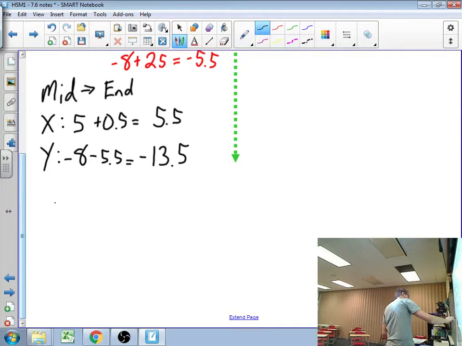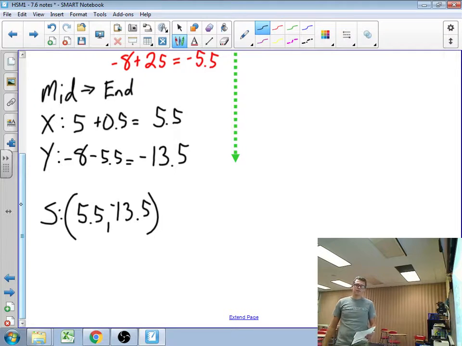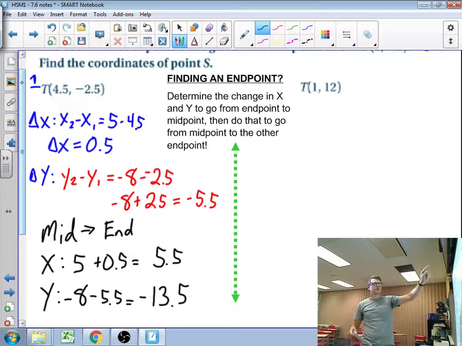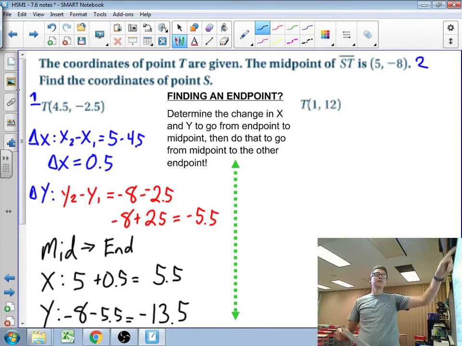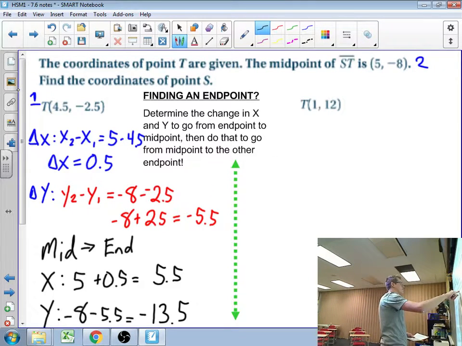So we can now say S is at point 5.5, -13.5. Hopefully that process makes a little bit more sense this time, since I didn't mix up any numbers. We're going to do it one more time, so especially if you have not tried it on your own yet, use this process to do the same thing with t starting now at 1, 12. You still have the same midpoint, but t now starts at a different location.